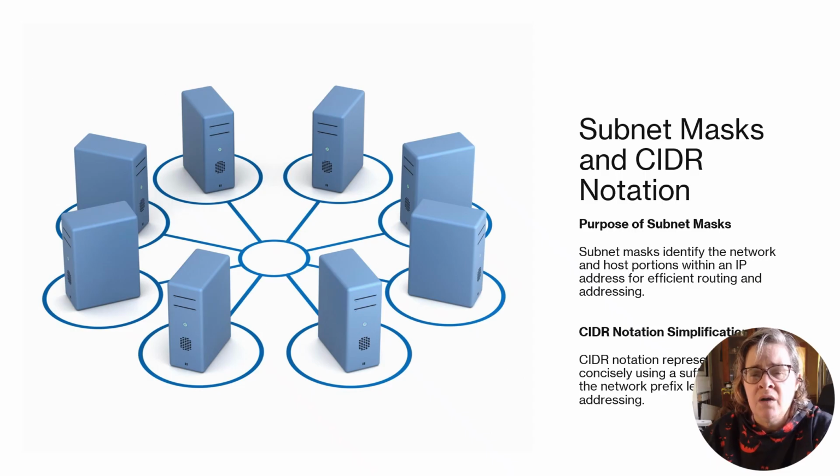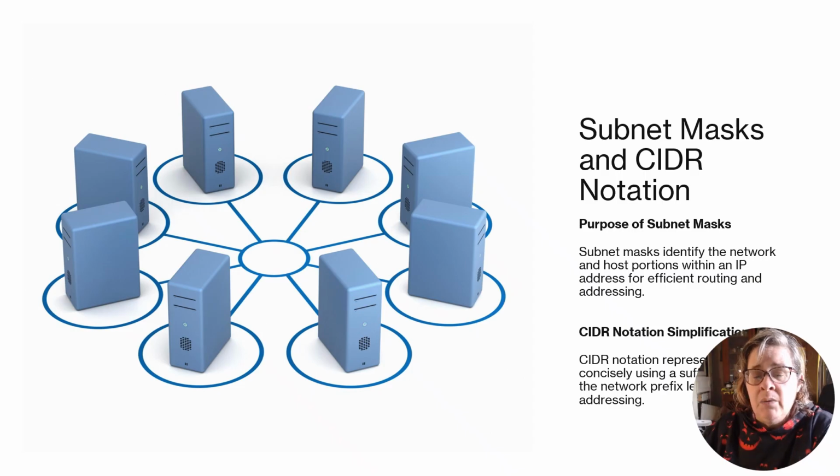Subnet masks define which portion of an IP address is the network and which is the host. That's what I was trying to explain before, very poorly. The number of bits at the beginning will say this is part of the network, and this is part of the host, as in the private part that's us. CIDR notation simplifies subnet representation using a suffix indicating the length of the network prefix.